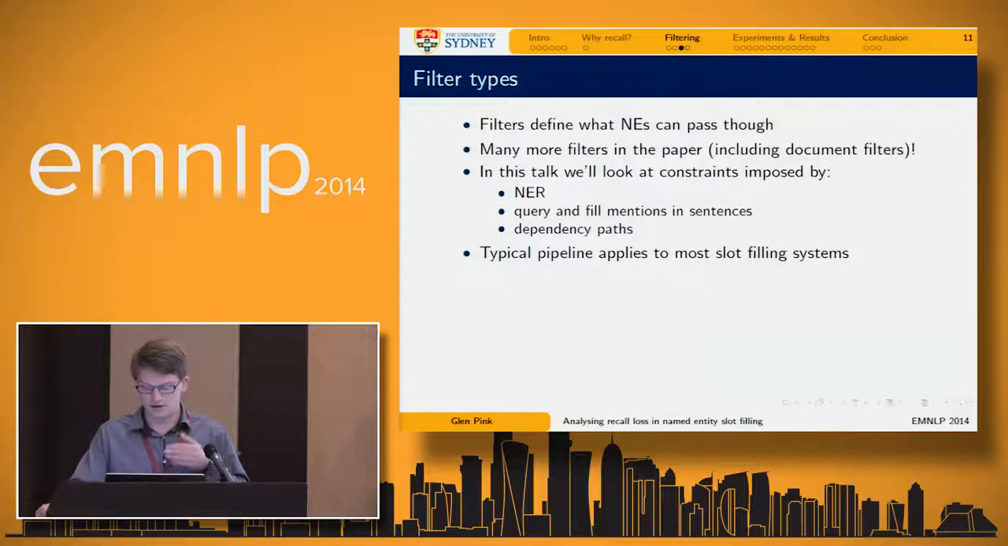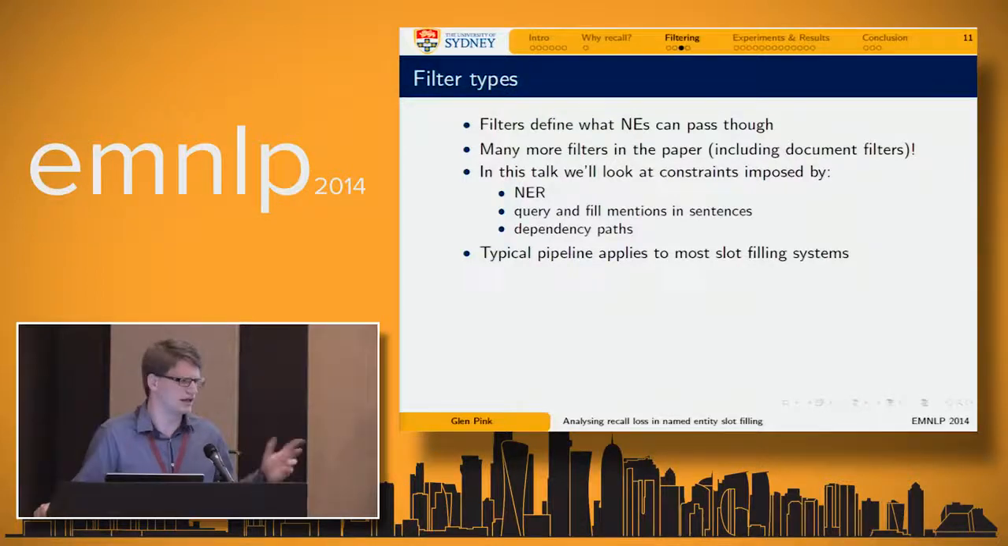And then we define filters, and these filters define what named entities can pass through. We're using these to model how systems actually generate candidates. So for example, a system might generate all named entities. We use that as a filter. And all of our filters are based on standard approaches that systems take and methods in the literature for generating candidates. There are many more filters in the paper than I'm going to talk about today.